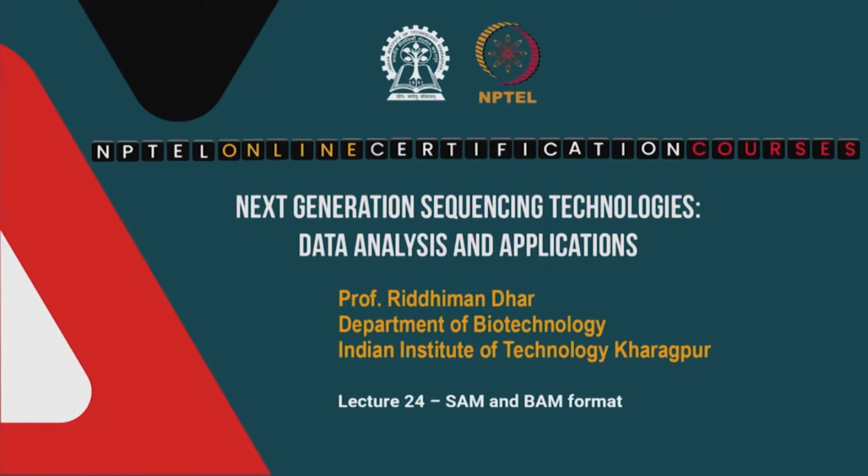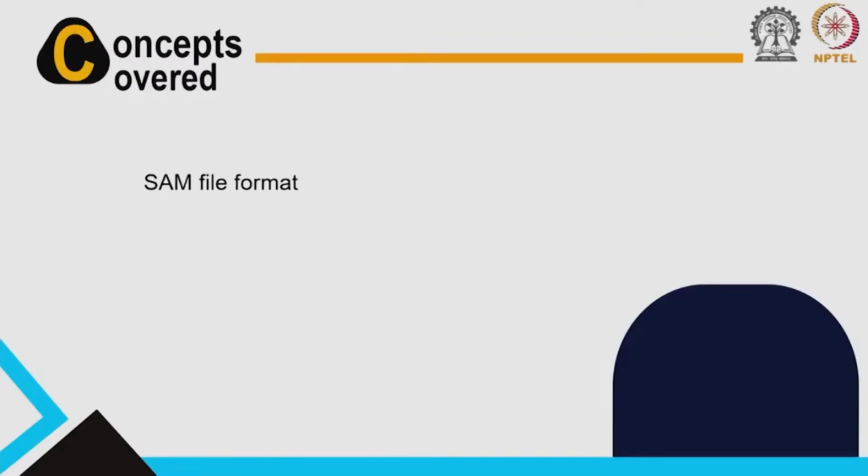In the last class we started looking at the SAM file format and described the header section. So, we have seen what kind of information you have in the header section. In this class we will go deeper and look at the alignment section, where we have the most interesting results, where the mapping results are reported. That is something we will cover in this class, SAM file format.